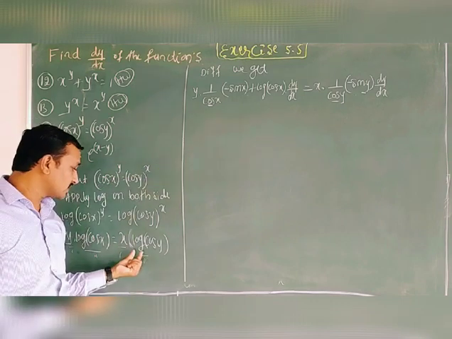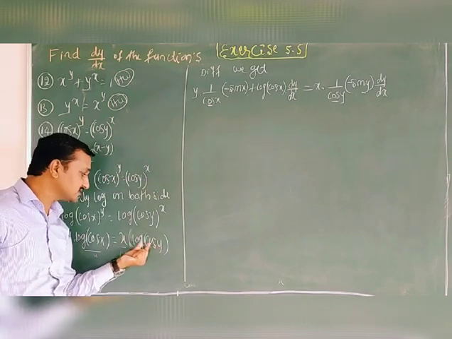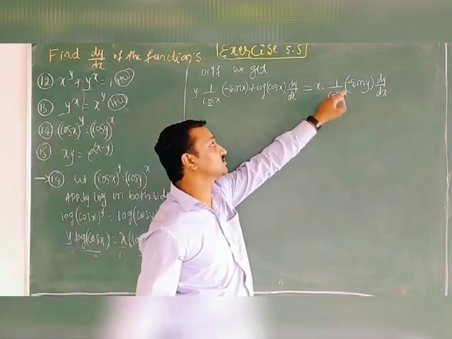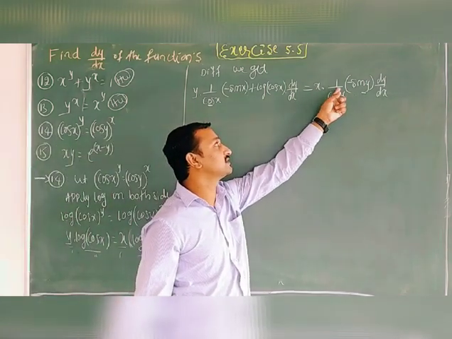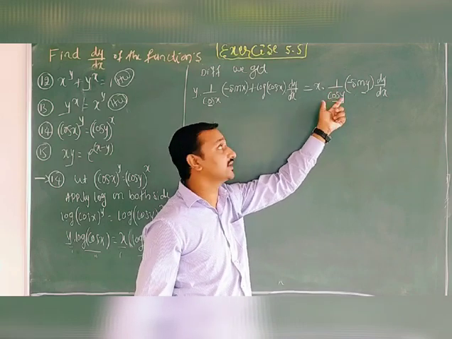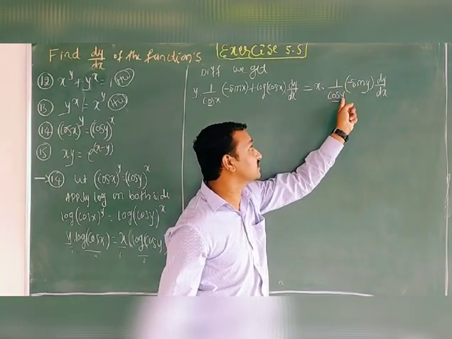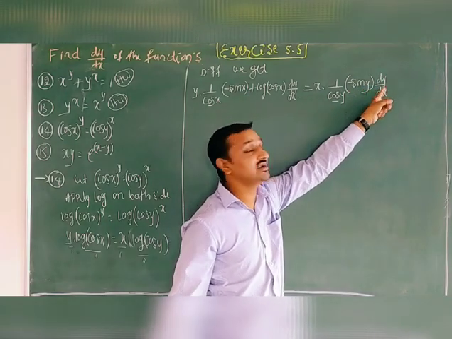Already we know that. Here log of x, the derivative of log x is 1 divided by x. Here x is cos y, so 1 divided by cos y, with respect to, instead of x, cos y. The derivative of cos y is minus sin y. When we differentiate the function of y, then we write dy by dx.